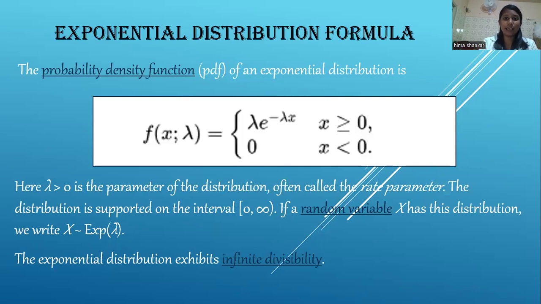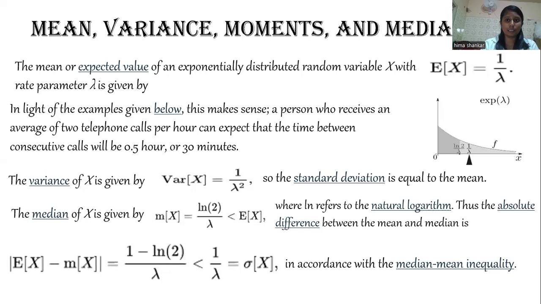So the next topic is exponential distribution formula. The probability density of an exponential distribution is f(x; lambda) = lambda e to the power minus lambda x, for x greater than or equal to 0. Here, lambda greater than 0 is the parameter of the distribution, often called the rate parameter. The distribution is supported on the interval 0 to infinity. If random variable X has this distribution, we write X ~ Exponential(lambda). The exponential lambda distribution exhibits infinite divisibility.